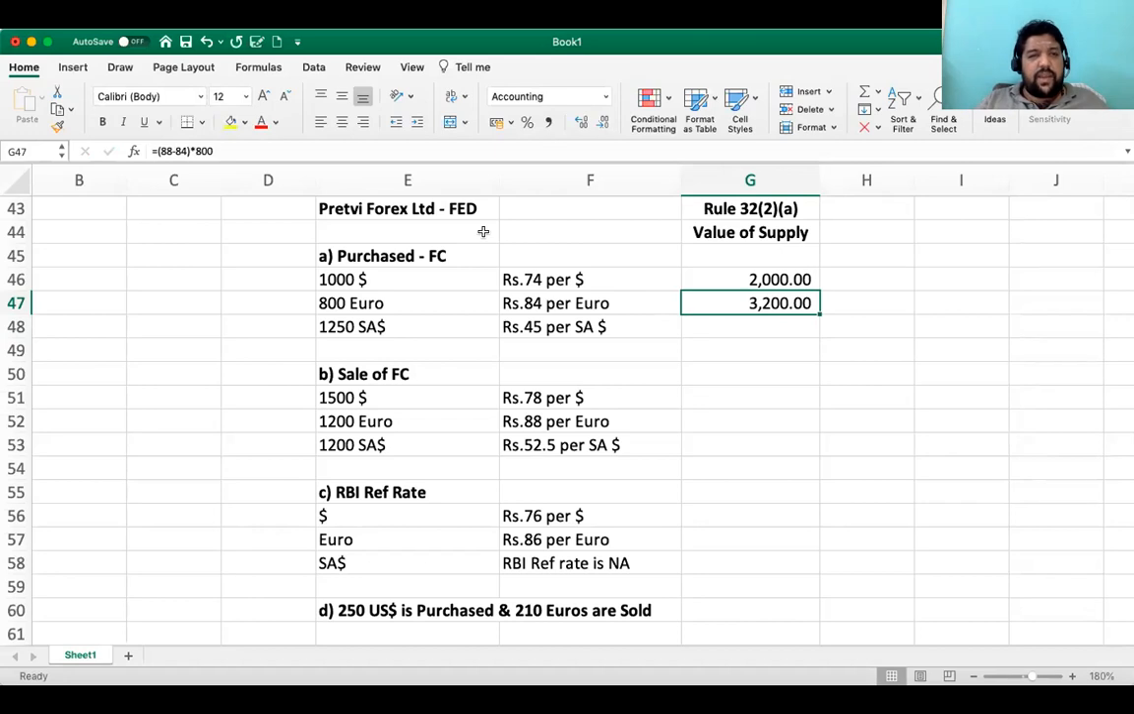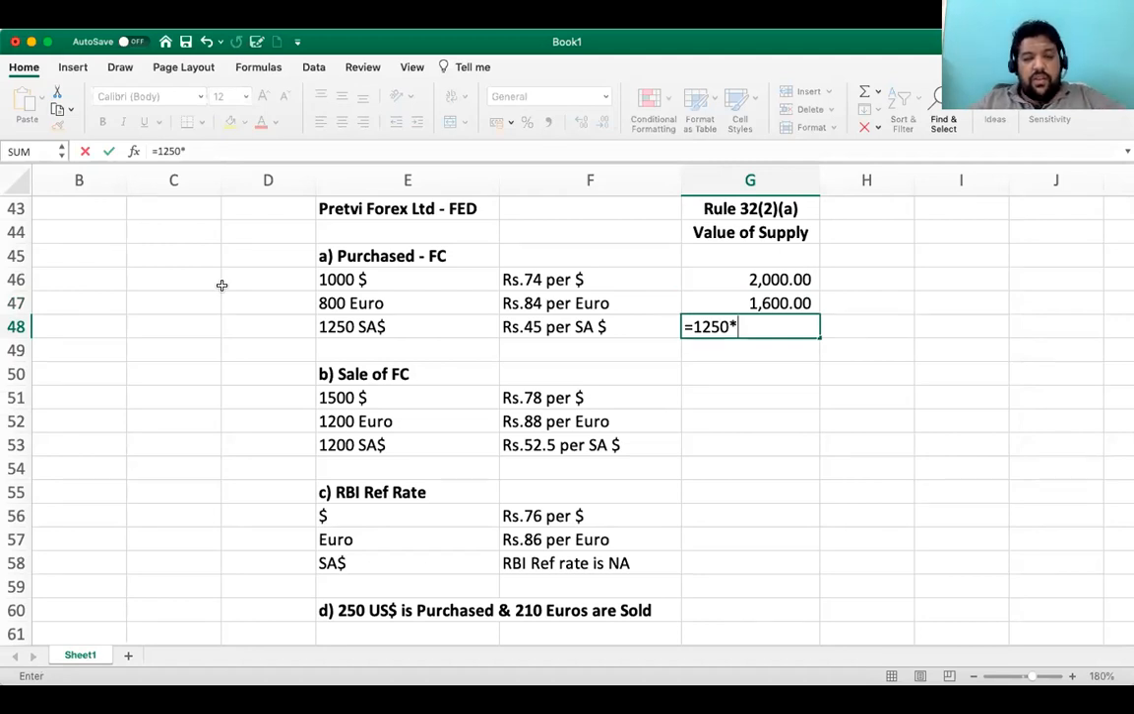Not 88, 86 minus 84, sorry. RBI reference rate 86 minus 84 into 800, you'll get the value of supply. If the RBI reference rate is not available, number of currencies sold into your purchasing rate, buying rate, you'll get the value of currency exchanged, which is 56,250. After getting the value of currency exchanged, take 1% of it.